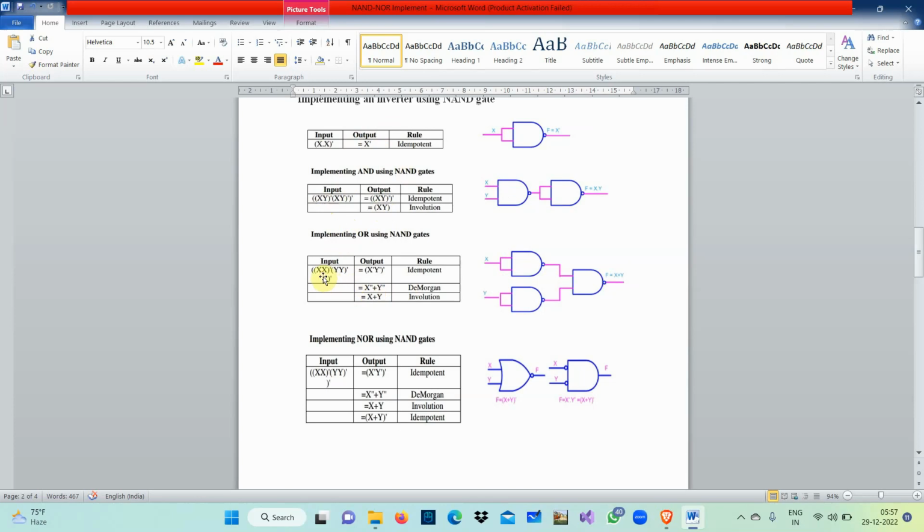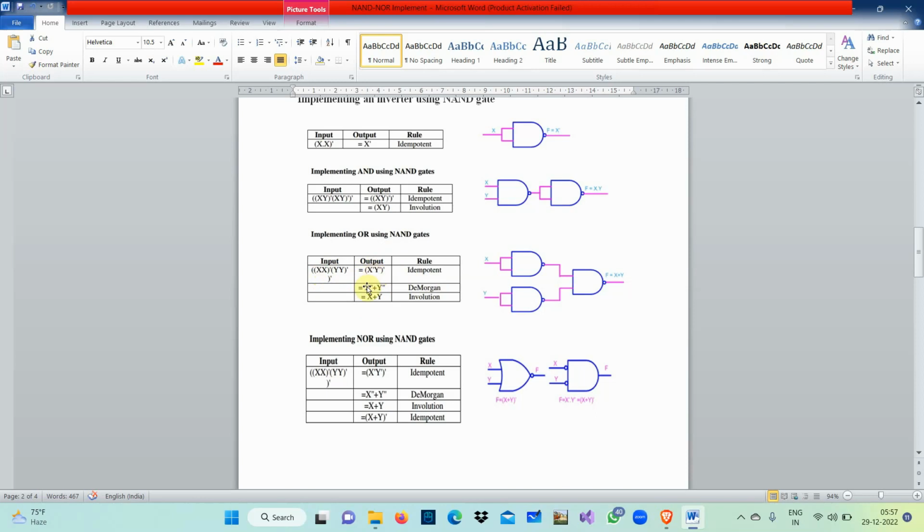Then x into x is x, this is the idempotent rule, and y into y becomes y. That means first is transpose of x into transpose of y, and its transpose. Then transpose of a into b is transpose of a plus transpose of b. That means double transpose of x plus double transpose of y. Double transpose of x is x itself, double transpose of y is y itself. You get it? So this uses the De Morgan law.